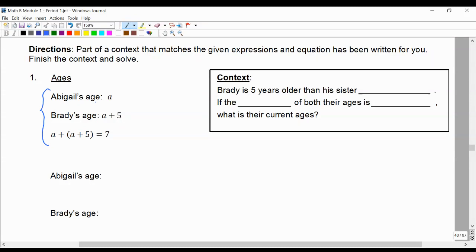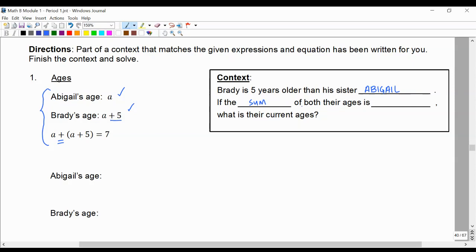We have person Abigail, whose age is a, and Brady, whose age is a plus 5. Let's look at our context. Brady is 5 years older, plus 5, than his sister, Abigail. She's the reference point. If the blank of both their ages is... we now need to tell people to build this. To tell them to build this, we need to tell them to take these two things and add them. So we could say add their ages, or we could use the word sum.